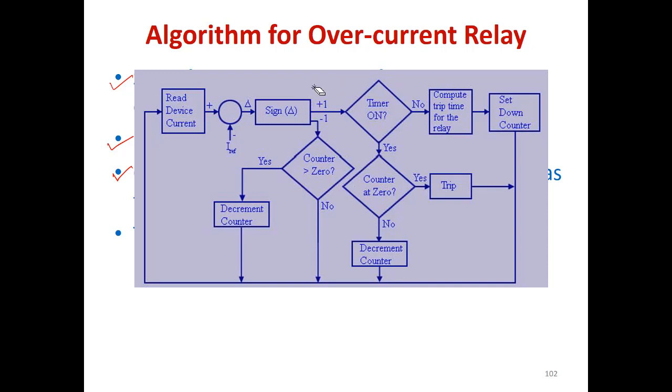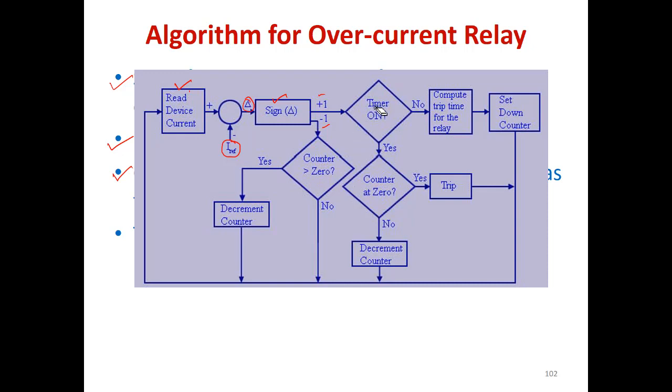Here we read the device current, right? Then the device current is compared with the threshold current, that is the reference current. Whatever difference we get, we call it delta, right? And then it checks the sign of delta, whether delta is positive or negative. If it is positive, it has a separate loop. If it is negative, it has a separate loop.